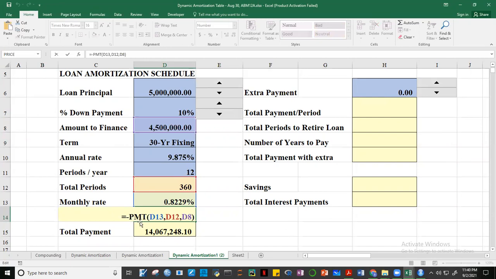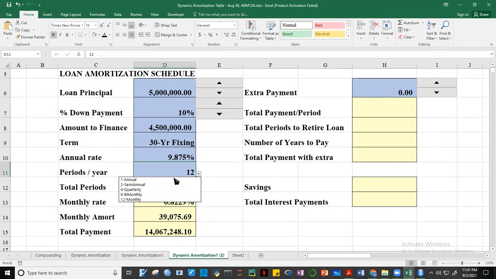We use the PMT function of Excel. This is our rate, the monthly rate. And our number of periods is the number of months. And then this is our present value, which is 4.5 million. We also did data validation here for the compounding frequency, which can be annual, semi-annual, quarterly, bi-monthly, and monthly. And since we're doing a housing loan, the payment is always monthly. Okay, so we're choosing 12.